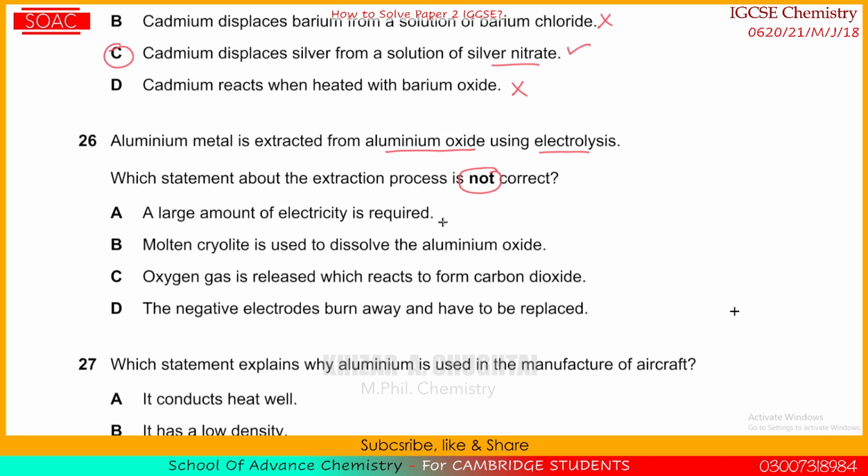A large amount of electricity is required. Yes, it is true. Molten cryolite is used to dissolve the aluminium oxide. Yes, it is true. Oxygen gas is released which reacts to form carbon dioxide. Yes, it is true. The negative electrode burns away. No, the positive electrodes burn away, not the negative. So he is asking about incorrect, not correct. So this is the not correct one.